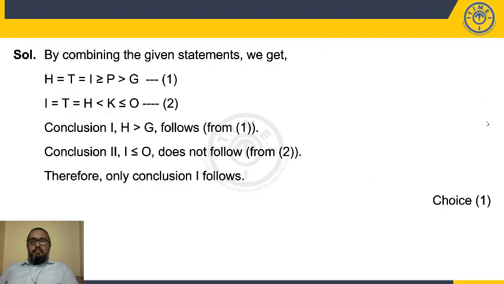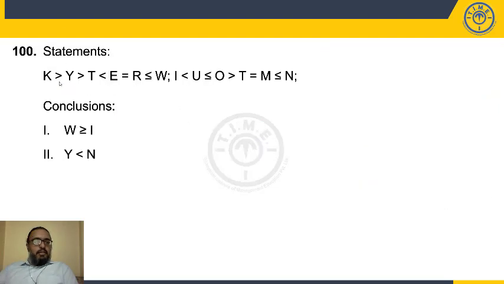Choice 1. The next one. First conclusion, W to I. From W, I want to I. Okay. So now from W, we have to go in the reverse. So W to R. So now less than or equal to will change as greater than or equal to R. Now do I have R in the second part? No, I don't have. So I move further to E.